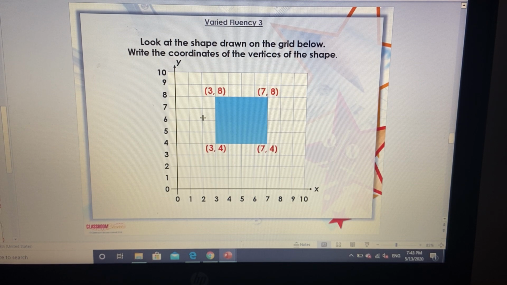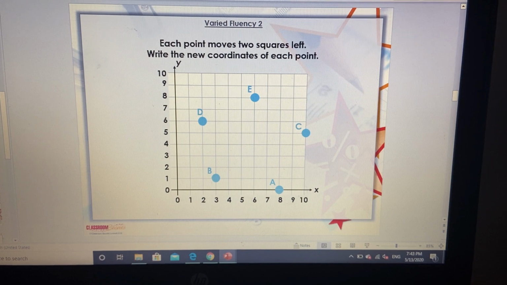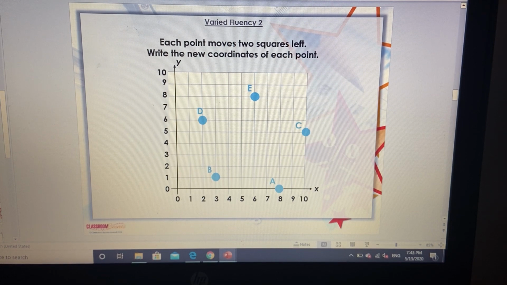And hopefully you got your answers correct. Now I skipped one of our problems just now, so I'm going to go back to it. So here we have a grid with some new coordinates on, and what we need to do is work out what the new coordinates would be if we moved each of the circles 2 squares to the left.